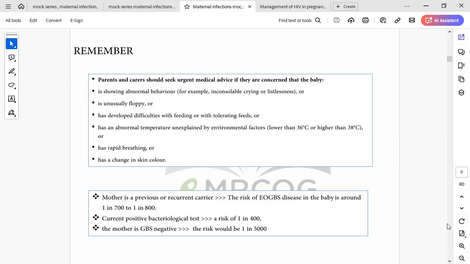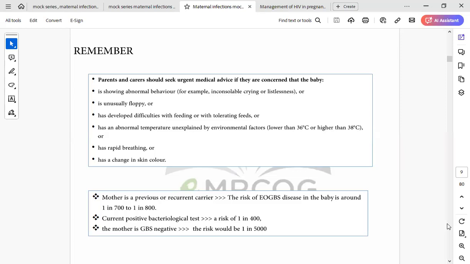He's usually going to have low Apgar score also. Any change in skin color, any kind of rash. And the numbers are really important. If you want to take a screenshot of this screen, please do. Okay, the numbers are really, really important.